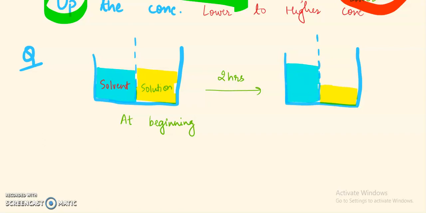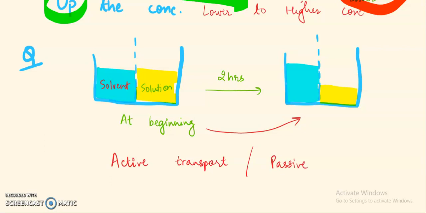Now you need to tell me, after seeing this activity, this has been the level after 2 hours. Whatever case I have given you, is it an example of active transport or an example of passive transport? You need to write your answers in the comments. Either you will write active transport or you will write passive.